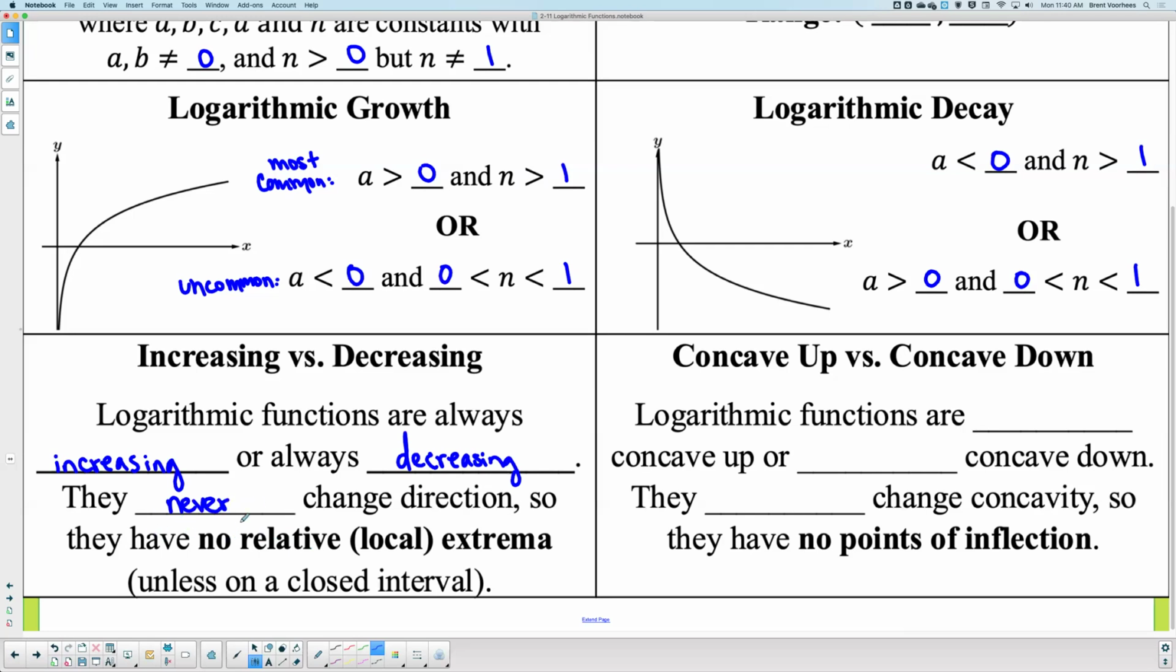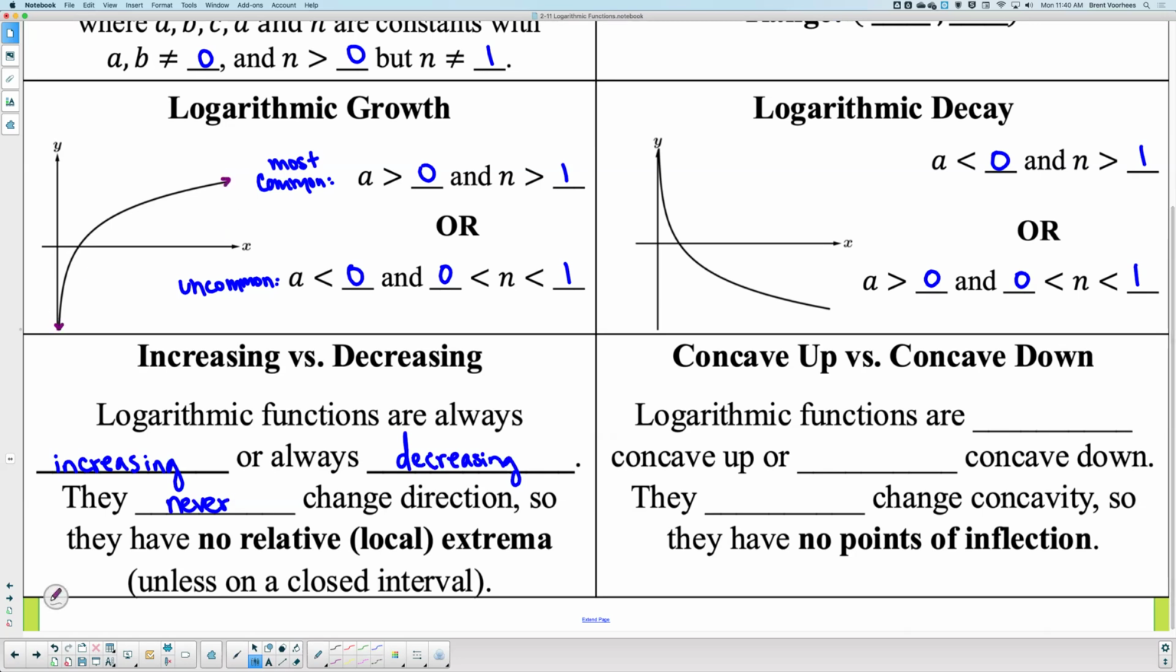Because they never change direction, they should not have any extrema. What is that word extrema? What did that mean? Like a minimum. A minimum or a maximum. Since it's always either increasing or decreasing, you don't have a minimum or a maximum. Even on the end where you start from, it would go down forever and the other end goes up forever. That's why there's never a minimum or a maximum unless you have a restriction on the graph.